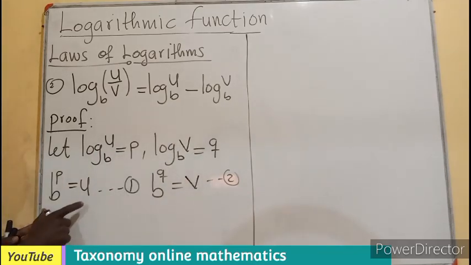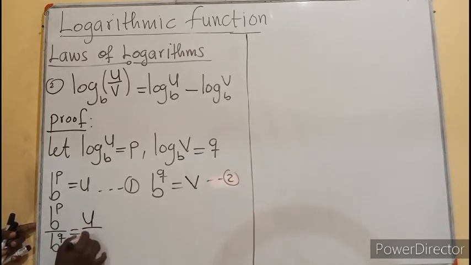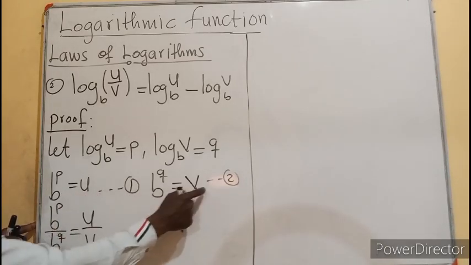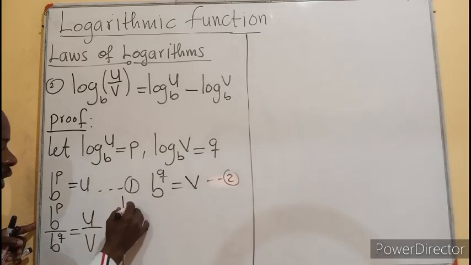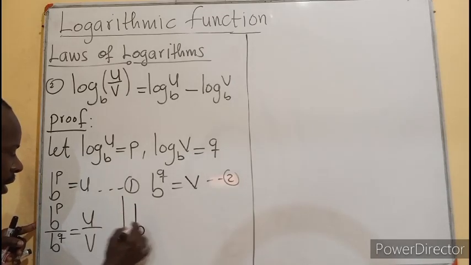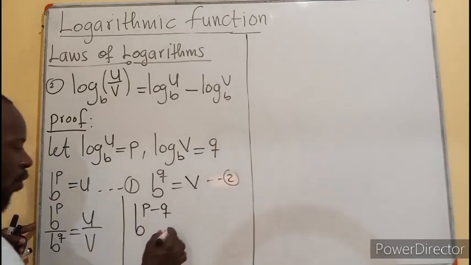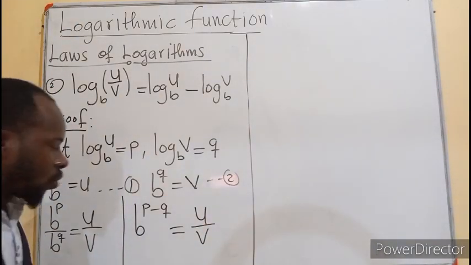So we are going to divide equation 1 by equation 2, meaning b exponent P divided by b exponent Q will mean the same as u divided by v. Dividing the left hand side together, the right hand side together. And here you can see that we can employ the law of indices. The same base are dividing, so it becomes b exponent P minus Q, from the laws of indices. And the whole of this equals u divided by v.